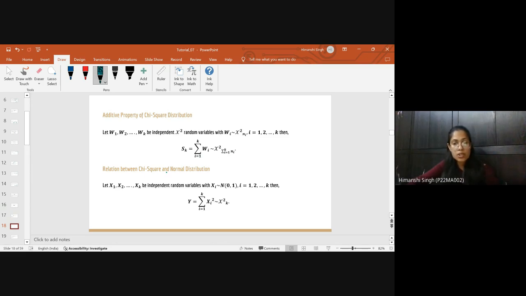Now, the chi-square distribution and the normal distribution have a very important relation. If X1, X2, ..., Xk are independent random variables where each Xi is a standard normal random variable, and I consider the summation of Xi square, then this summation will again be a chi-square distribution with k degrees of freedom. So this is very important. You can see that this is basically a statistic, a function of samples, which is following chi-square with k degrees of freedom.